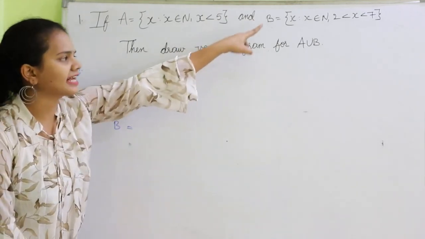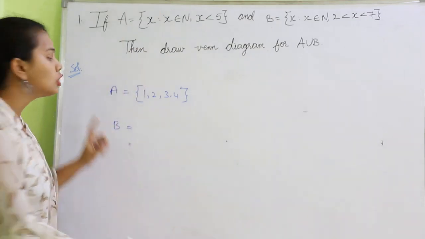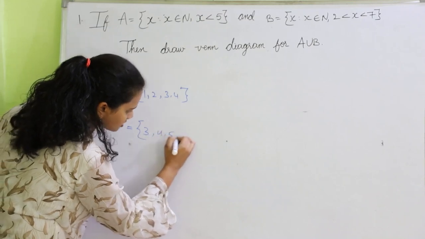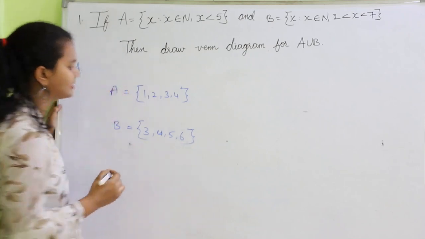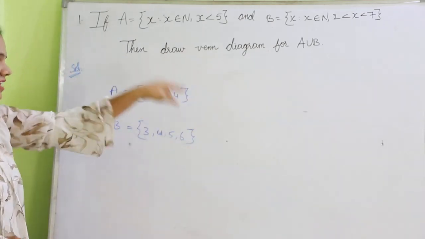Set B values: x belongs to N, where 2 is less than x less than 7. So the values for the B set will be 3, 4, 5, 6. These are the values for the B set. Now they ask, then draw the Venn diagram for A union B.